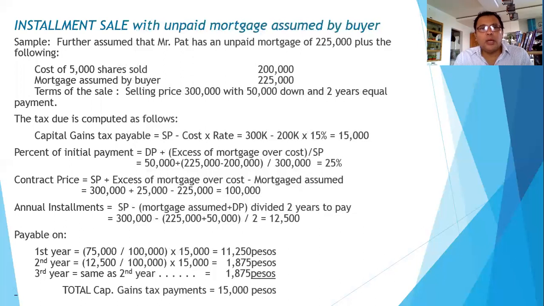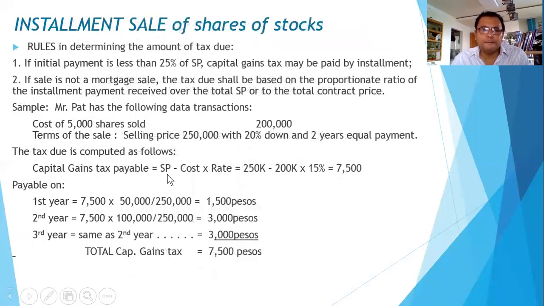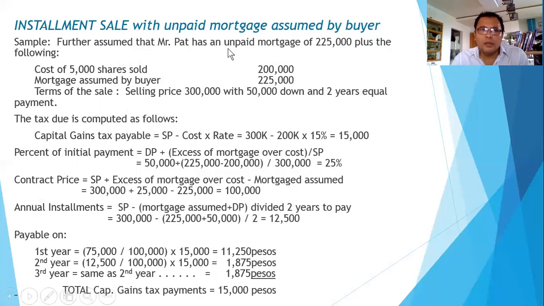Now, if the installment sale is with an unpaid mortgage assumed by the buyer, meaning there's a loan contracted by the seller, but it is going to be assumed by the buyer of the shares. In continuation of the example, we assume further that Mr. Pat has an unpaid mortgage of 225,000 pesos, and the cost of shares sold is 200,000, and the mortgage assumed by the buyer is 225,000.